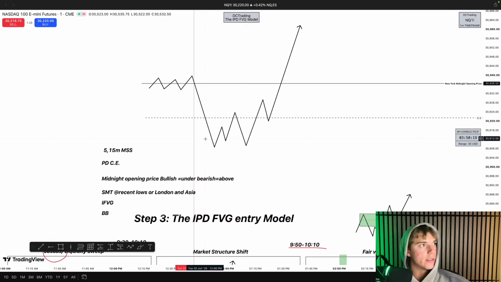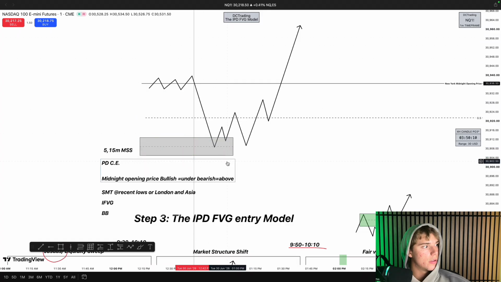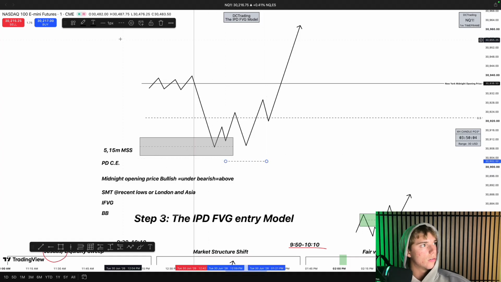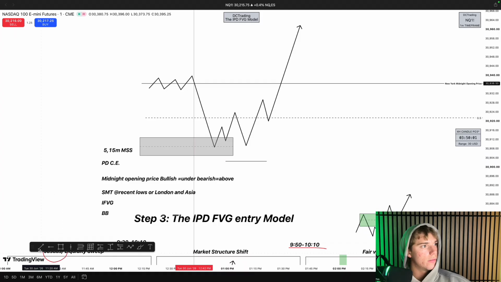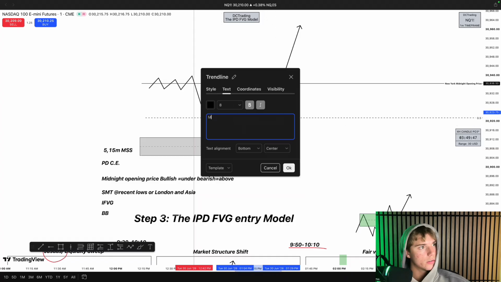This is a perfect A plus setup, right? We have our accumulation. Price manipulates down into a 15-minute fair value gap. Now we're inside of macro time, so 9:50 to 10:10, right? We have our SMT at the lows. We have our market structure shift right here.